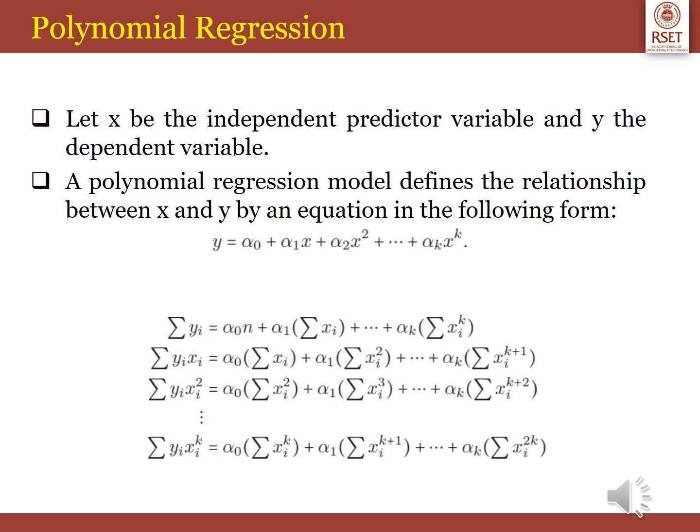In order to get the optimal values of the parameters, we need to solve the set of equations such that dou E by dou alpha i is equal to 0 for i equal to 0, 1, 2 etc. up to k. And let the values of the parameters which minimize E be alpha i equal to ai, where i ranges from 0 to k.